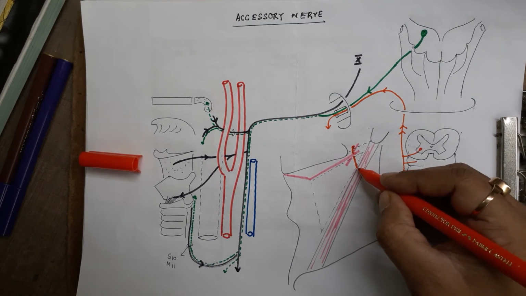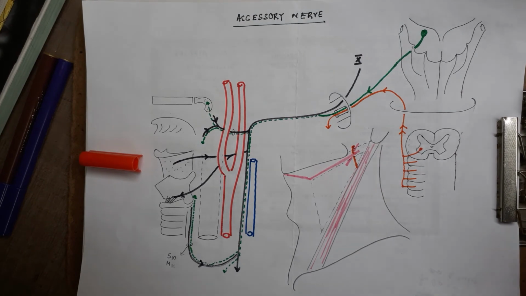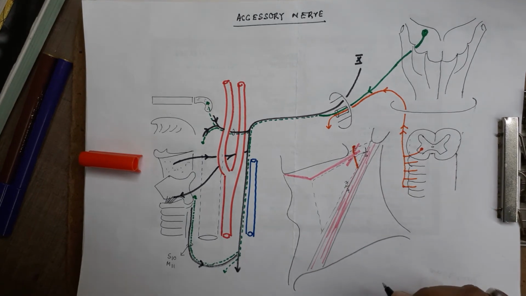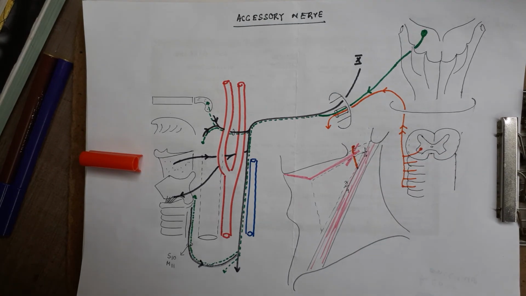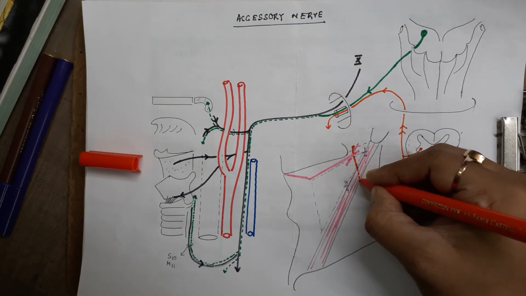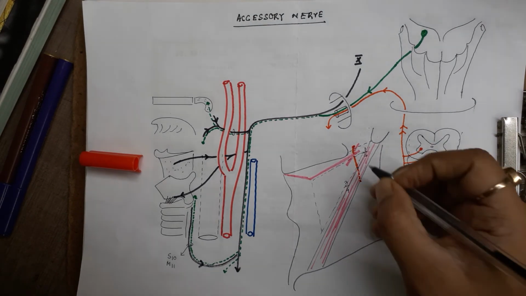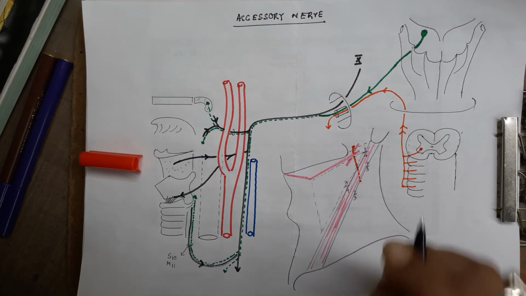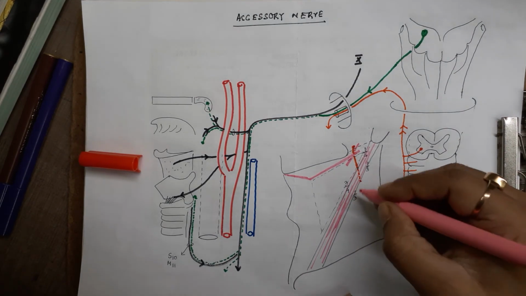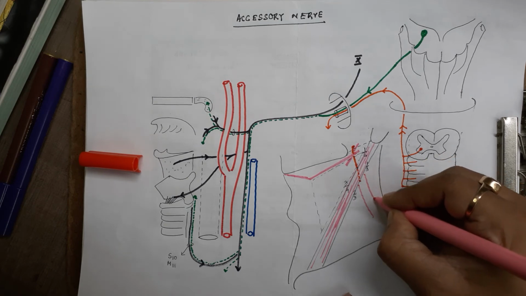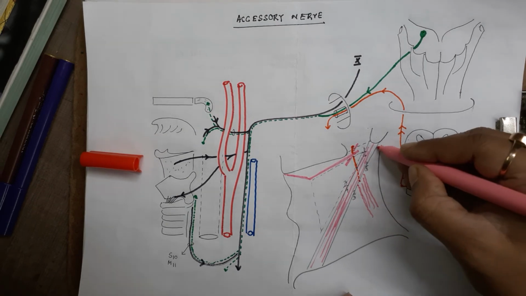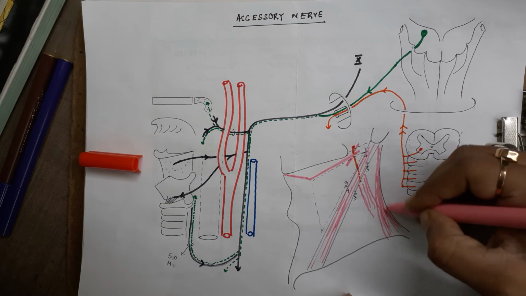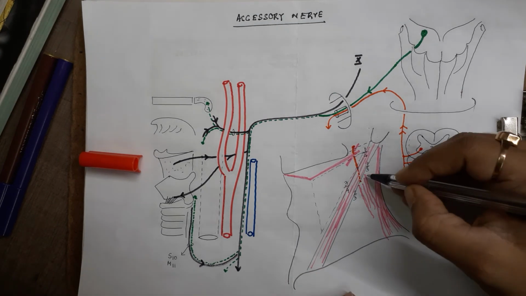Now it reaches the anterior border of sternocleidomastoid at the junction of upper 1/4 and lower 3/4. So it comes beneath the sternocleidomastoid muscle, reaches the posterior border of sternocleidomastoid, and comes out at the junction of upper 1/3 and lower 2/3. It lies over the levator scapulae muscle, and here we get the trapezius. So this one is our trapezius, and this is the levator scapulae.